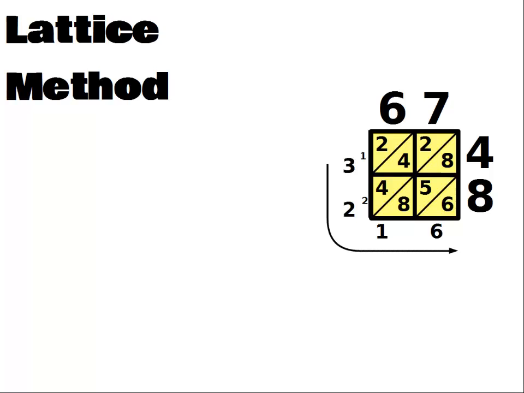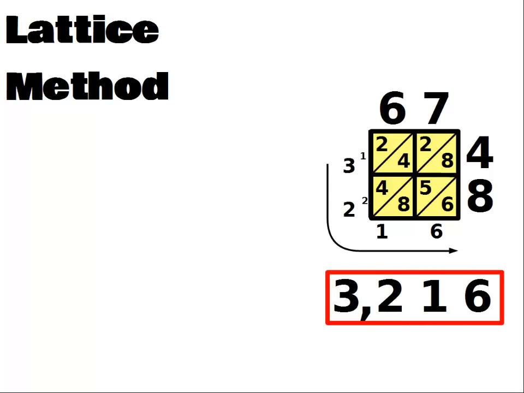Now, what we do to get our answer is we read down and around the corner. So 3,216, and that's our answer. If you haven't seen the lattice method before, this is a pretty interesting and cool idea.